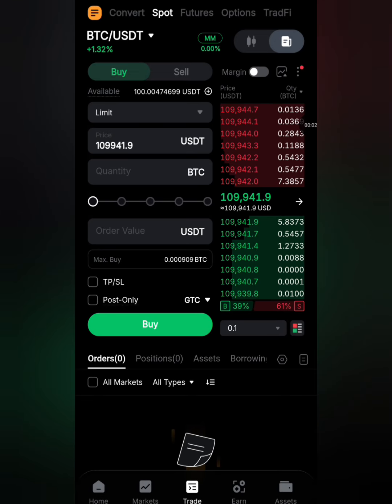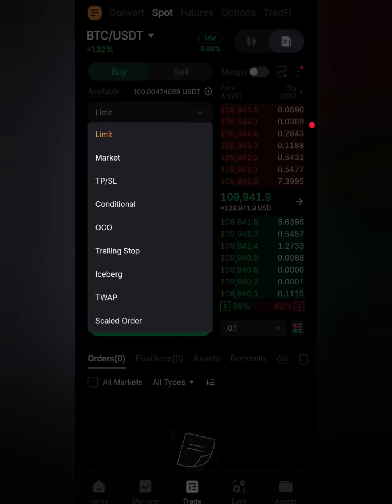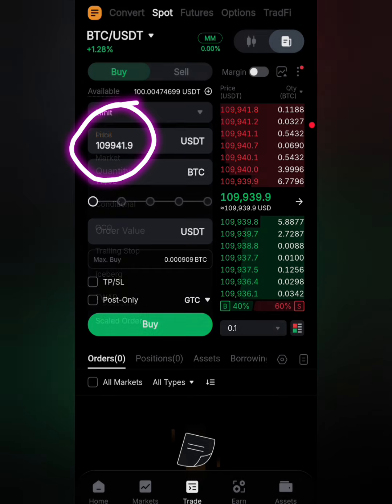So let's say you want to actually purchase BTC, okay? Right here we have the limit order and we have the market order. There are other things right here, but they are not really necessary for now, okay? Basic things you need to purchase a token are the limit and market order, okay?